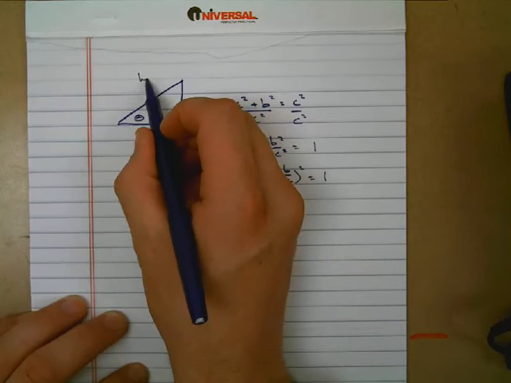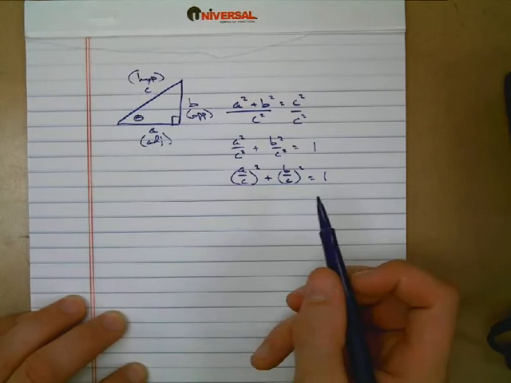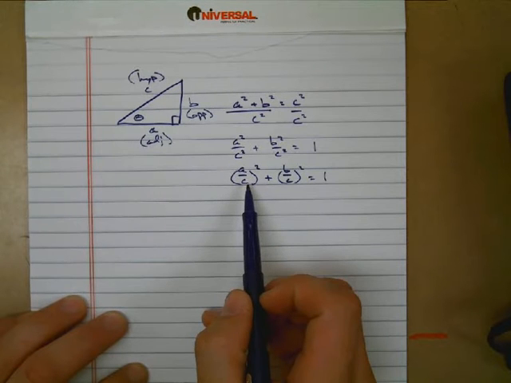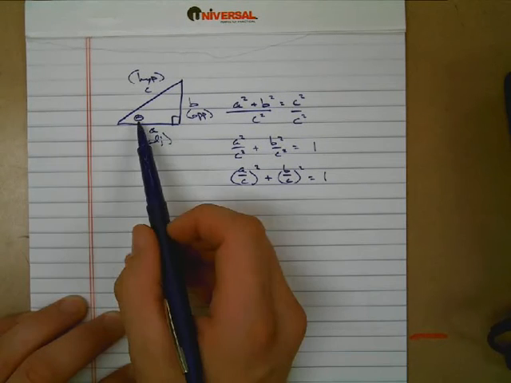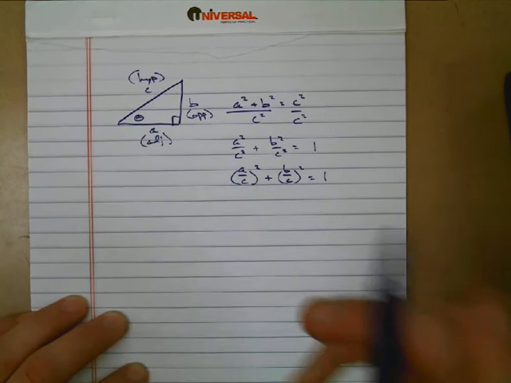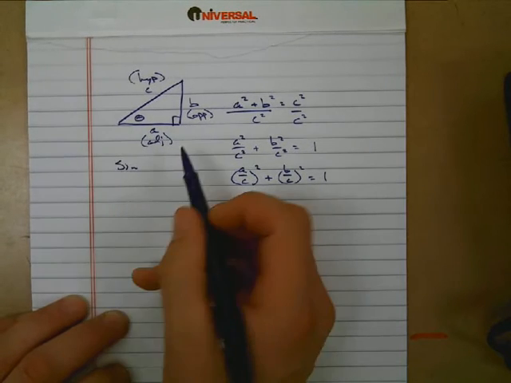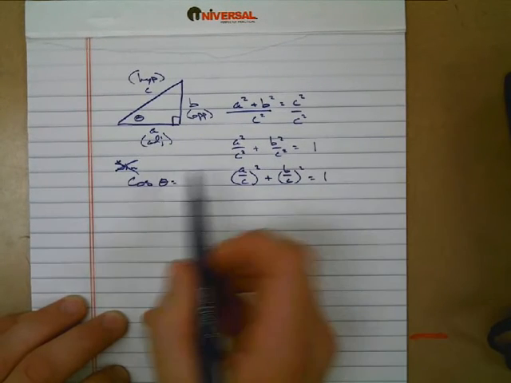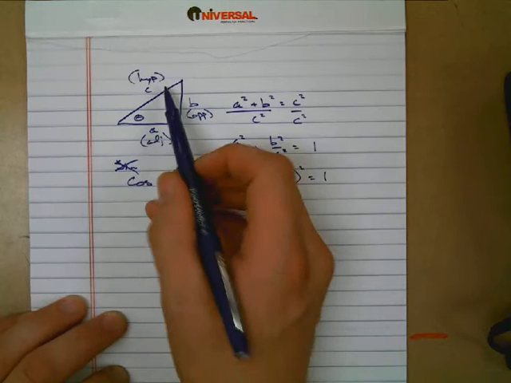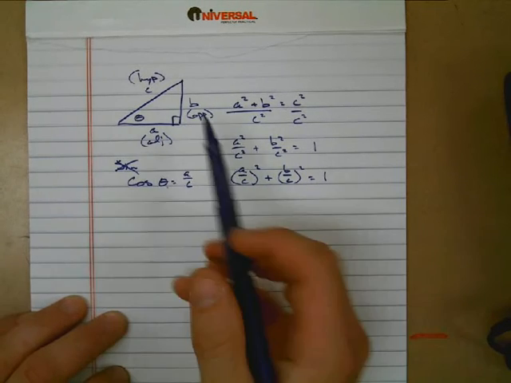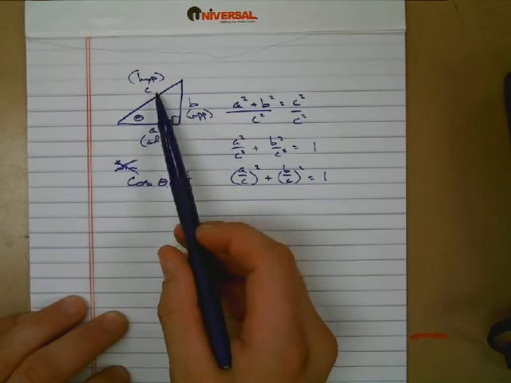Well, that means that A over C is what ratio of this right triangle based on this angle? Yep, that's right. It is this. No, it's not. That's wrong. It is the cosine of theta, because the cosine of an angle is the adjacent over the hypotenuse, so A over C is the cosine. Similarly, opposite is B, hypotenuse is C, so the sine of theta is B over C.